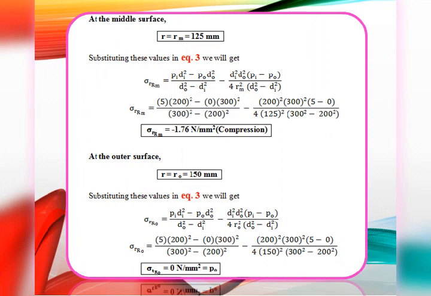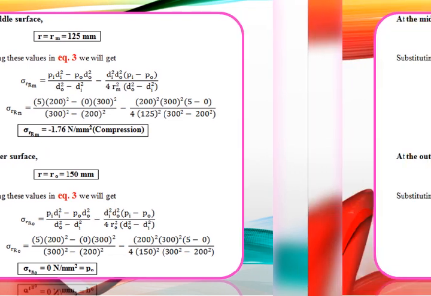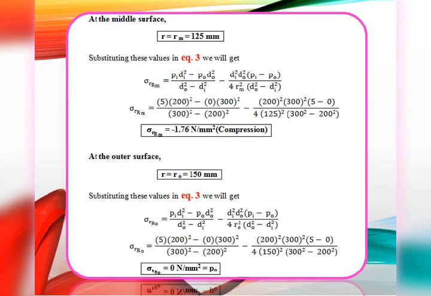By substituting the values, Pi is 5, di is 200 square, minus P naught 0, d naught, that is 300 square, divided by d naught square, that is 300 square, minus di square, that is 200 square, minus di square 200 square into d naught square, that is 300 square, into Pi minus P naught, that is 5 minus 0, divided by 4 into Rm, Rm is 125 square, into d naught square minus di square, that is 300 square minus 200 square. By simplifying this, we are getting radial stress at mean radius equal to minus 1.76 Newton per mm square, that is compression in nature.